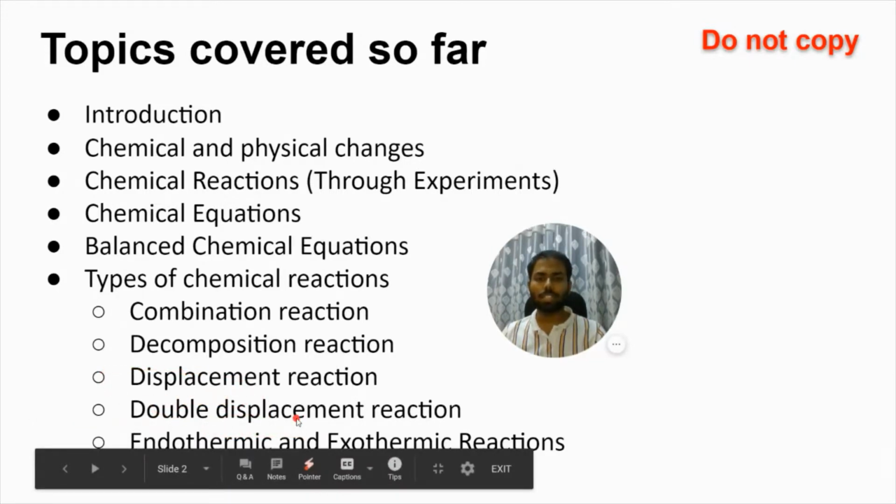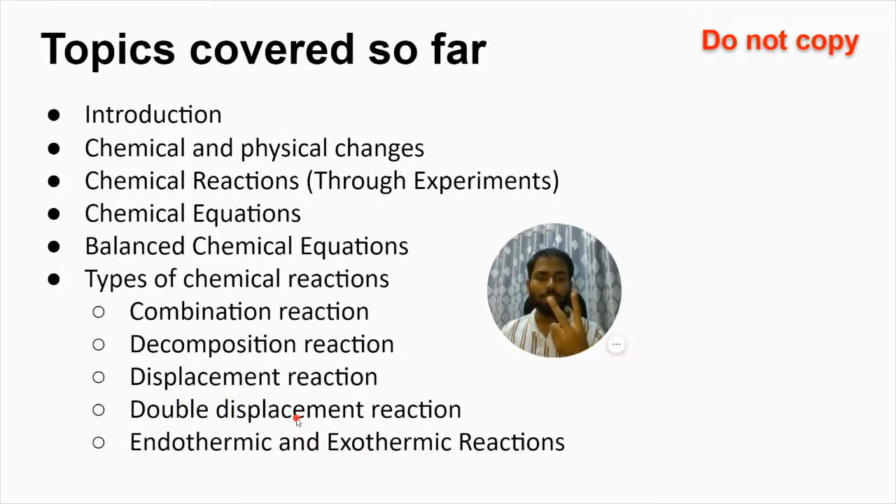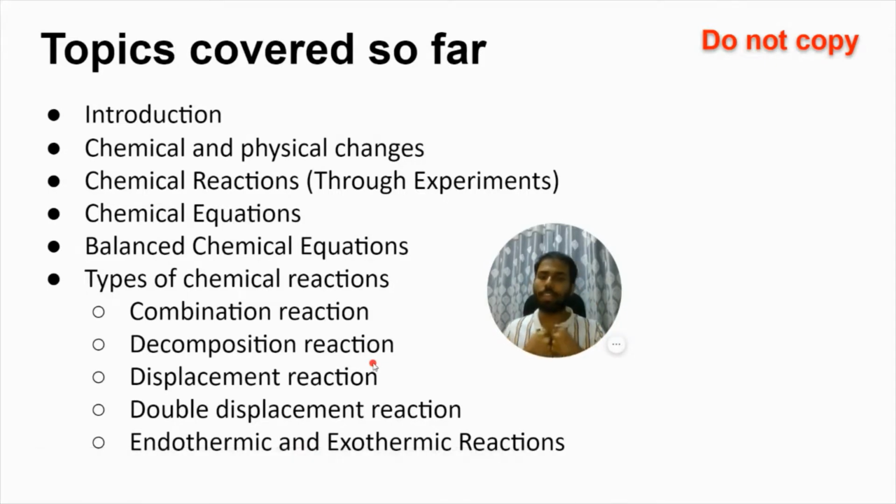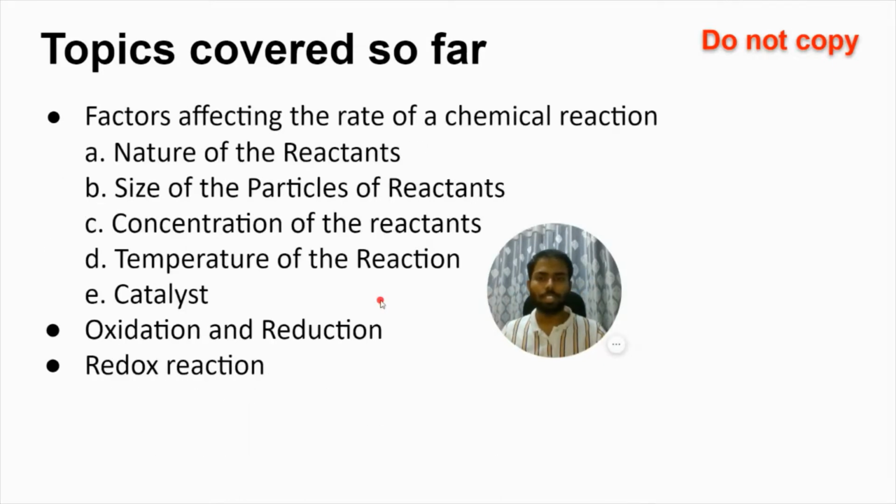Double displacement reaction is a reaction in which the ions are exchanged and a precipitate is formed. And finally, endothermic and exothermic. Endothermic means a reaction in which heat is absorbed, and exothermic is a reaction in which heat is given out. Then we had seen factors affecting rate. Rate means speed of a chemical reaction.